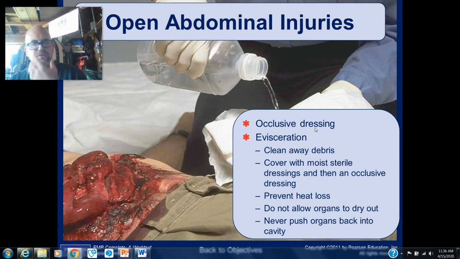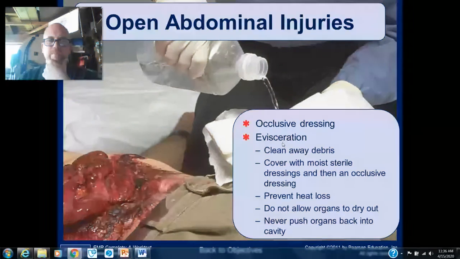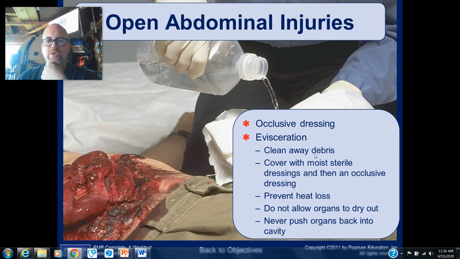Okay, so occlusive dressings. We already discussed this, and what we're looking at here is what we call an eviscerated organ. An occlusive dressing, complete occlusive, is what we're looking to do. For the evisceration, we're going to do a couple of things. We're going to clean away debris, cover with moist, sterile dressings, and then an occlusive dressing. Prevent heat loss. Do not allow organs to dry out. Never push organs back into the cavity. They are out. We cannot push them back. We leave them where they're at.